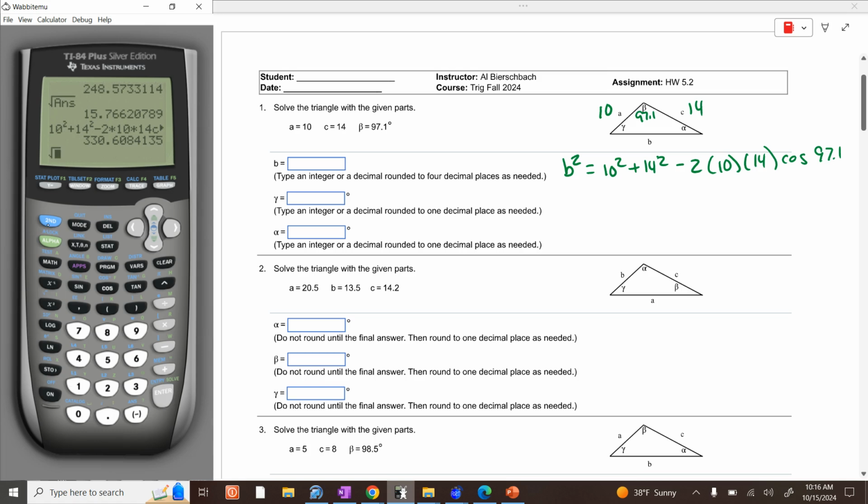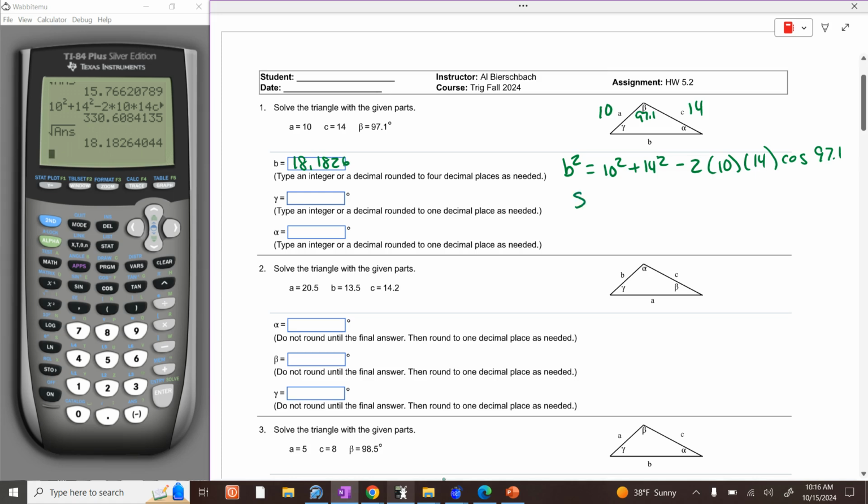Second, square root of the answer equals the answer we need, 18.1826. And then we just use law of sines after that. The sine of 97.1 over 18.1826 equals the sine of gamma over 14. Cross multiply, solve, we get the answers. We've done that, all right? We did 2 problems like that.